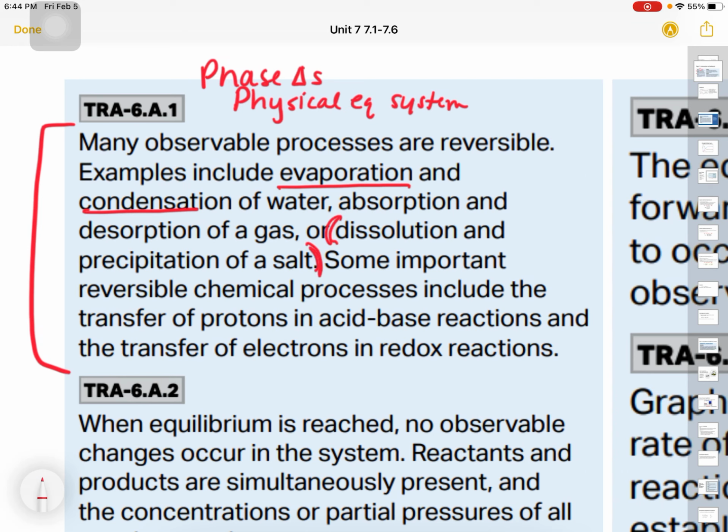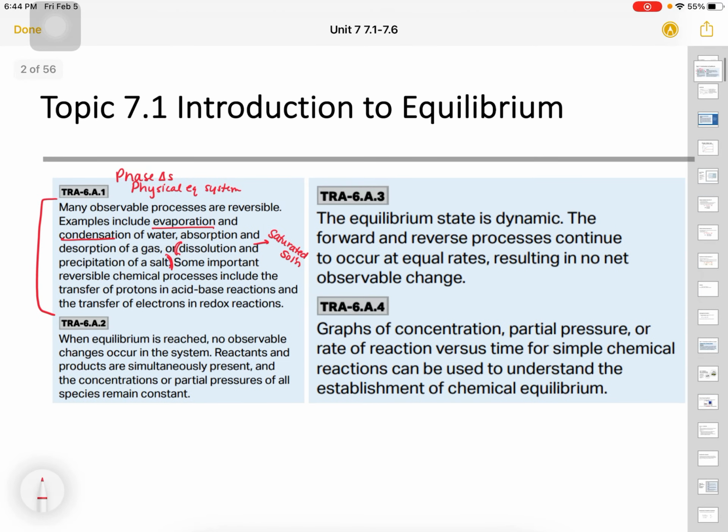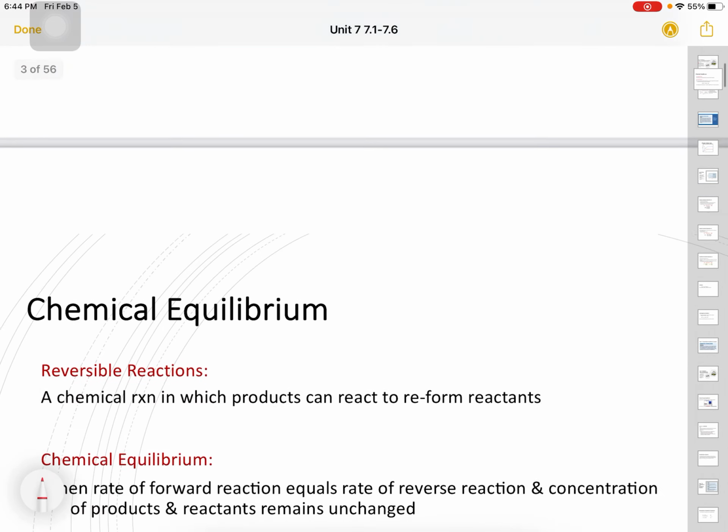Dissolution or precipitation of a salt, this is when you have a saturated solution. Saturated solutions are physical equilibrium systems where the rate of dissolving is equal to the rate of crystallization. And then we'll talk mostly in this course about chemical equilibrium systems. The rest of the essential knowledge pieces right here, we will talk about in the notes.